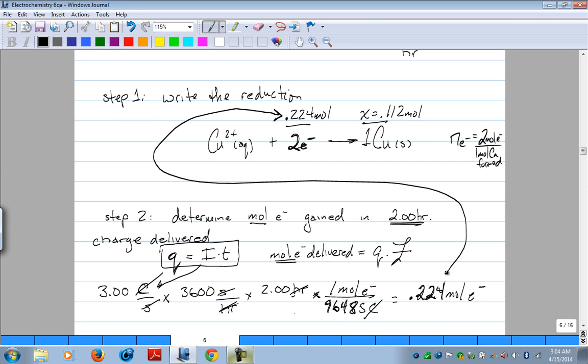Put that in the balanced equation, half reaction, and 2 moles of electrons will get us 1 mole of copper, so 0.224 moles of electrons will get us just 0.112. It's a 2-to-1 ratio, moles of copper.